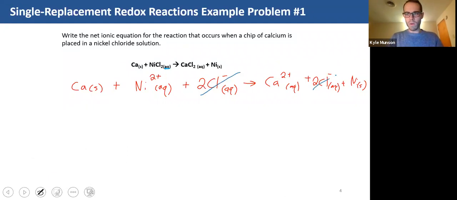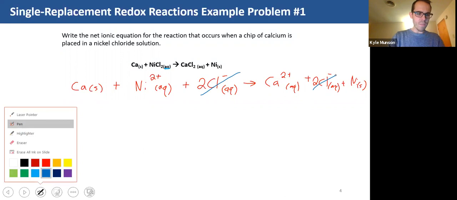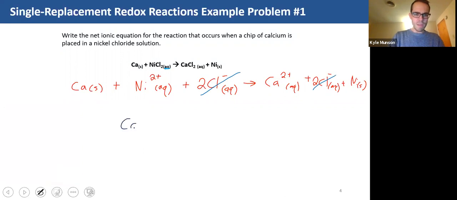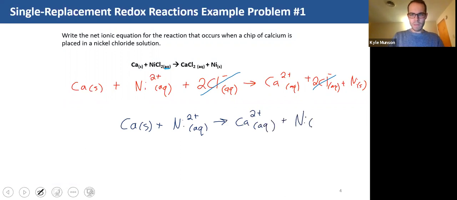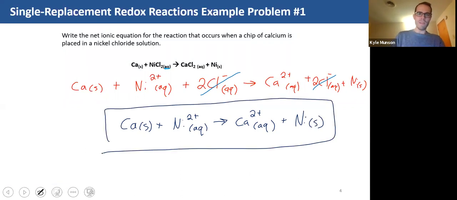I have the chloride ions on either side, so they cancel. So what I'm left with is calcium plus this nickel ion here gives me calcium ion plus solid nickel. Okay, so that's the net ionic equation.